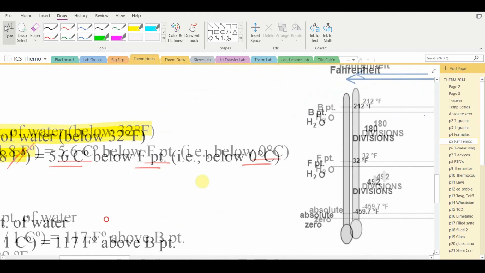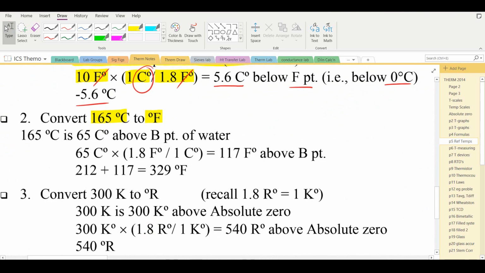Here it is. We say 165 Celsius is 65 Celsius degrees above the boiling point of water. 65 Celsius degrees times 1.8 Fahrenheit degrees per Celsius degree converts that to a temperature change in Fahrenheit degrees, which is 117 Fahrenheit degrees above the boiling point. Added to the boiling point is 329 Fahrenheit.